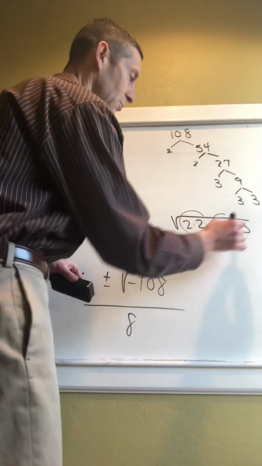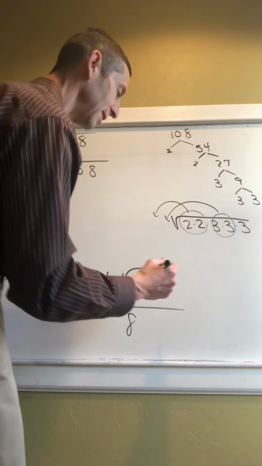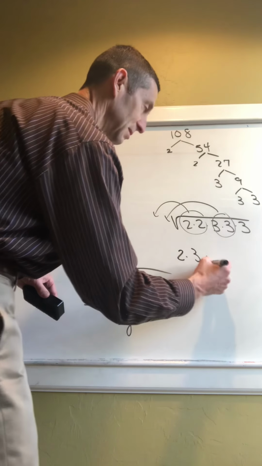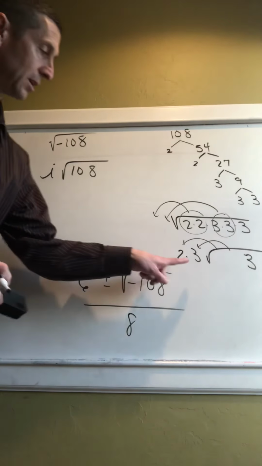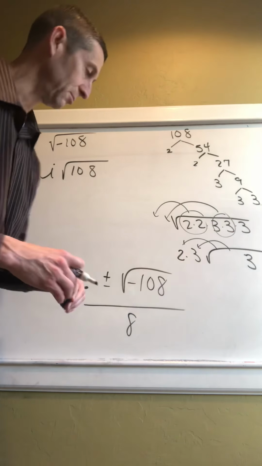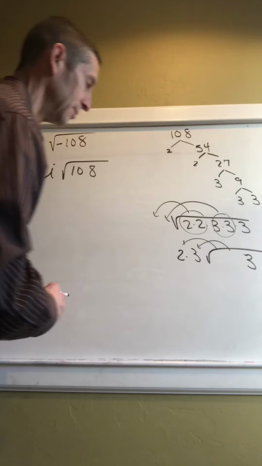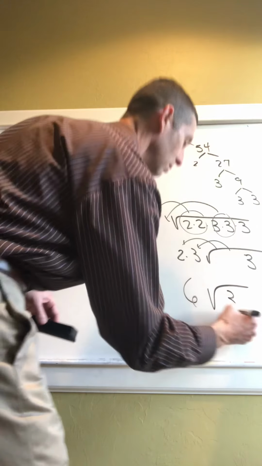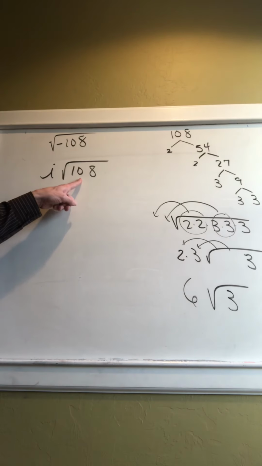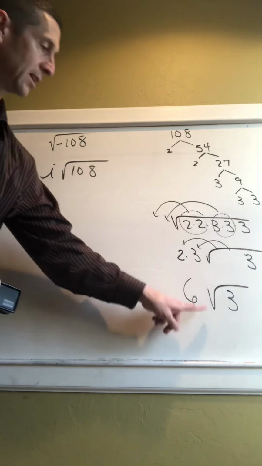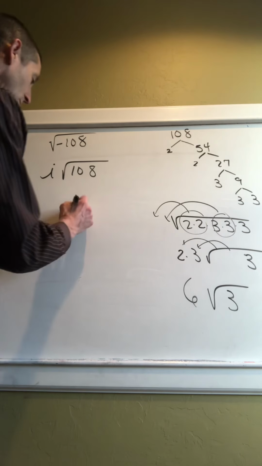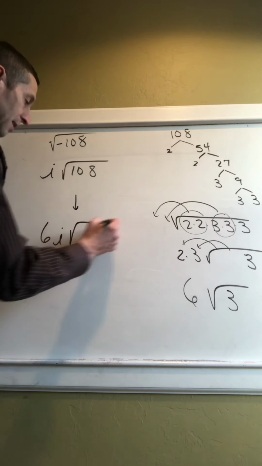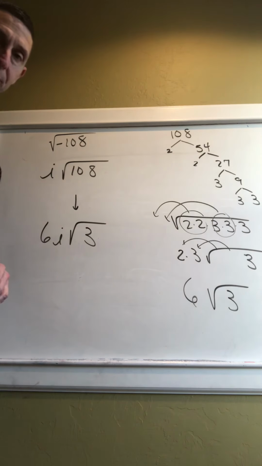One pair of 2s, one pair of 3s, bringing it out, bringing it out. So you got 2 times 3. And then think, I've got to clean this up, the 2 times 3, which becomes 6 square roots of 3. So I started off with square root of 108, brought it down to 6 square roots of 3, and now I got to put it together with my i value. So all this becomes 6i square roots of 3. So that was just one small part of it we had to fix.